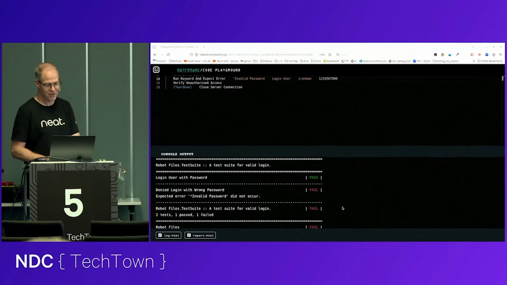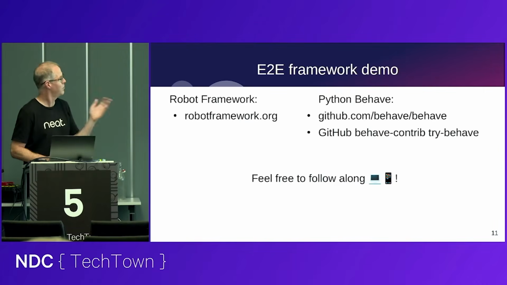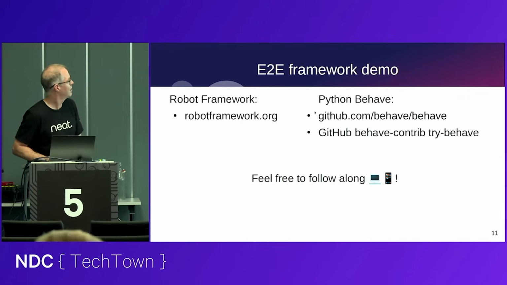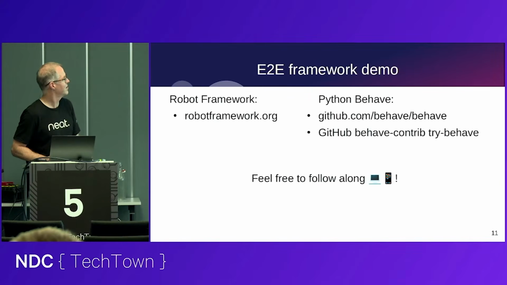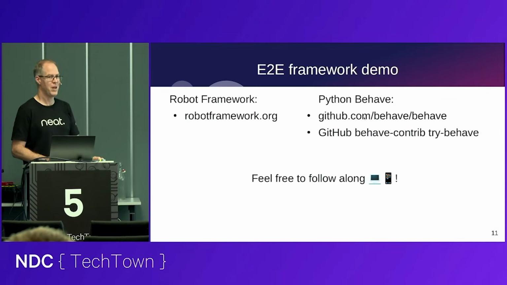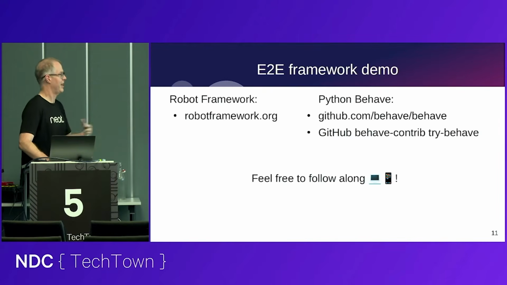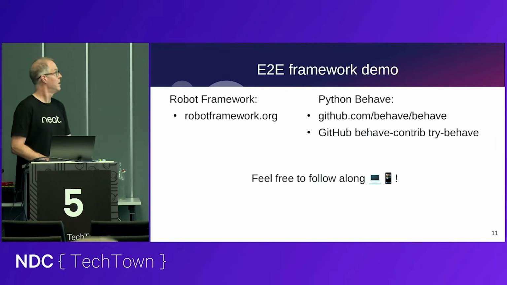It was the original gangster in the space, so got to be glad for Robot. Behave came afterwards. Behave is an open source project on GitHub. Unfortunately, there isn't on that page something that allows you to try it. But I felt like I had to create that because Robot had one. So I have been invited into the GitHub Behave contrib repo. So if you want to try this out, you can.